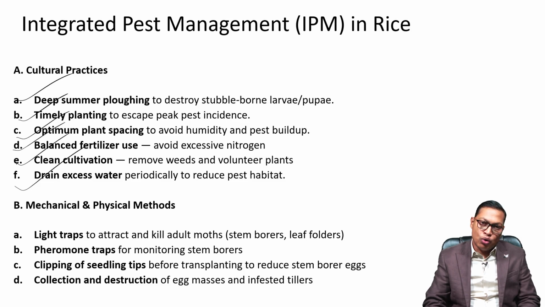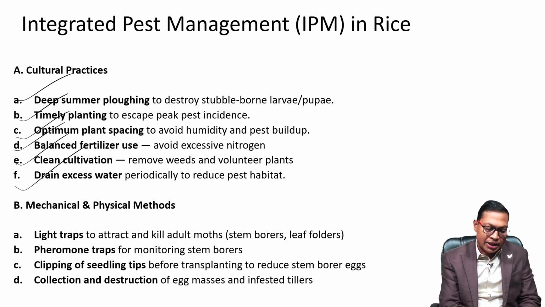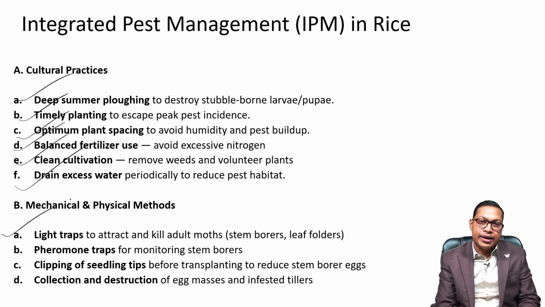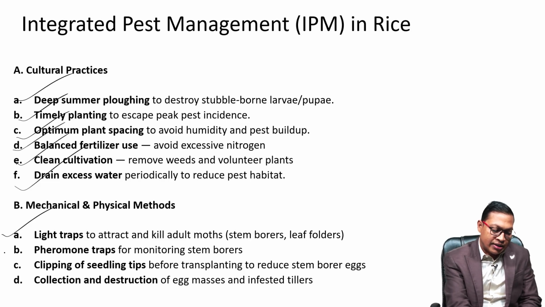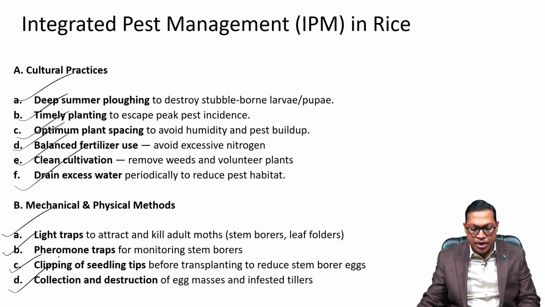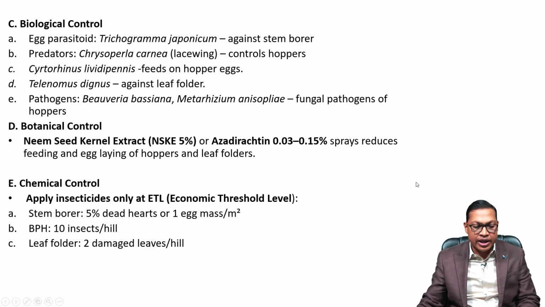Then we will go for mechanical and physical methods, like the use of light traps so that we can attract the insect pests, pheromone traps also, clipping of seedling tips, then collection and destruction of the egg masses. So, these are the cultural and mechanical practices.